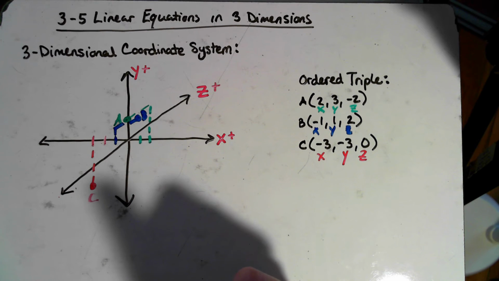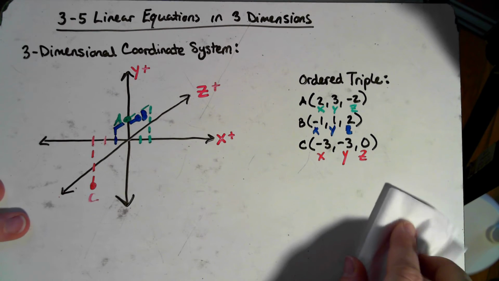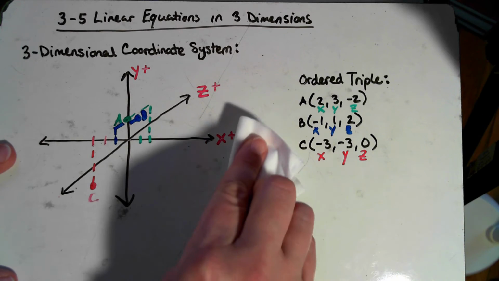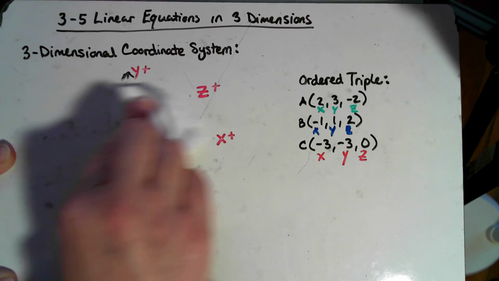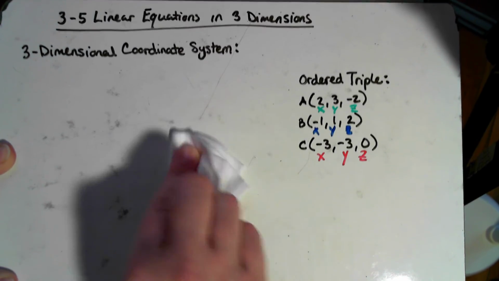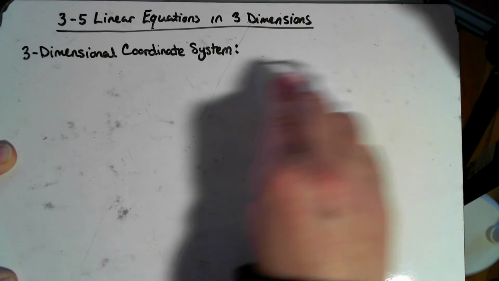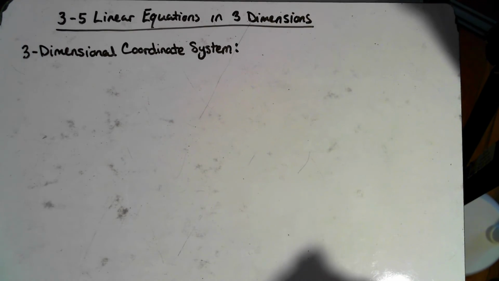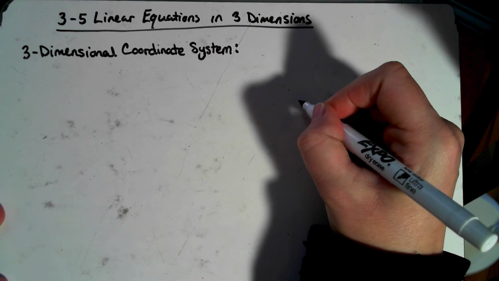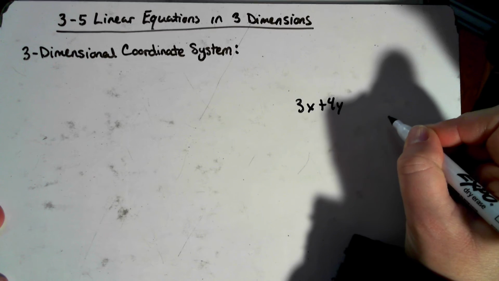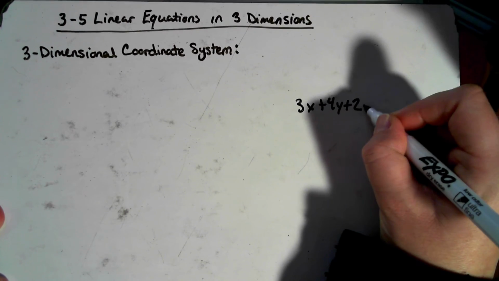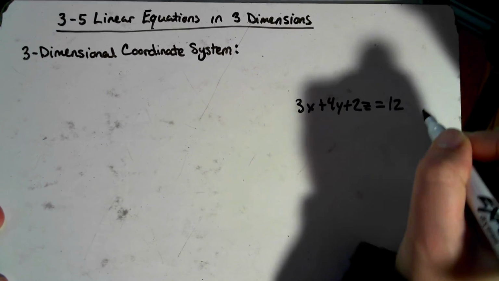Now, what if I wanted to graph a linear equation in three dimensions? So instead of doing just points, what if I wanted to do a linear equation? Linear equations, we use the intercepts to graph them. They look like regular linear equations, but they're going to have three variables involved. So my linear equation that I'm going to be graphing is 3x plus 4y plus 2z equals 12. And we're going to use the intercepts.